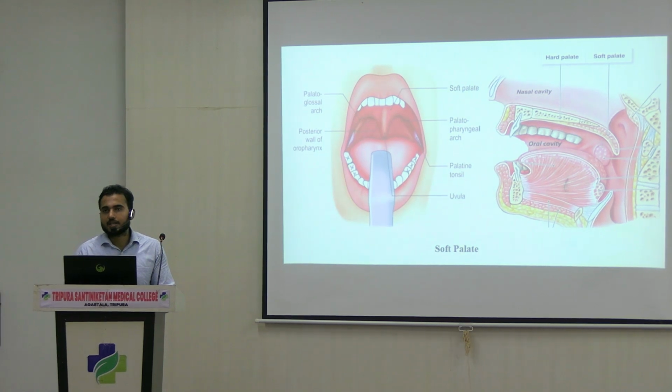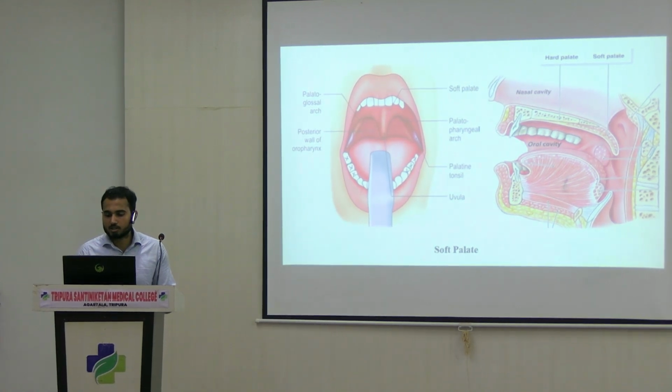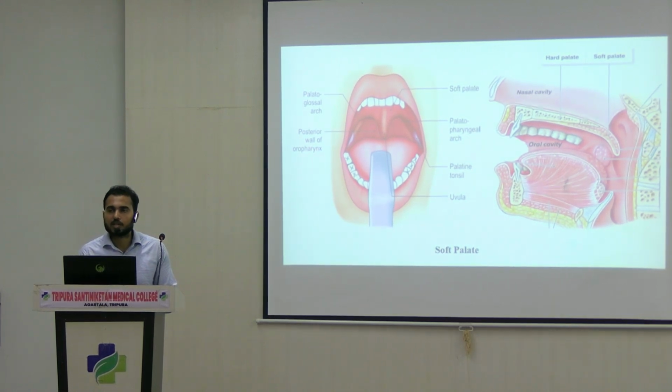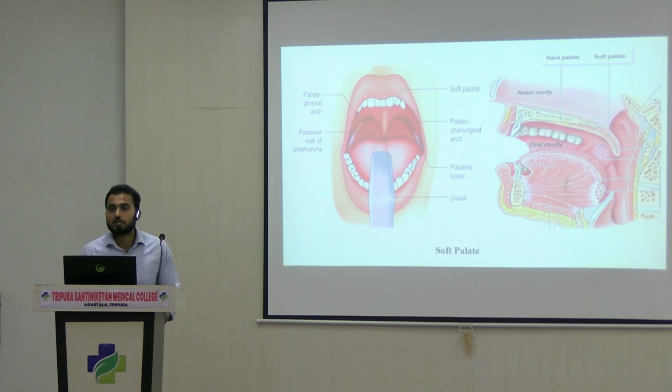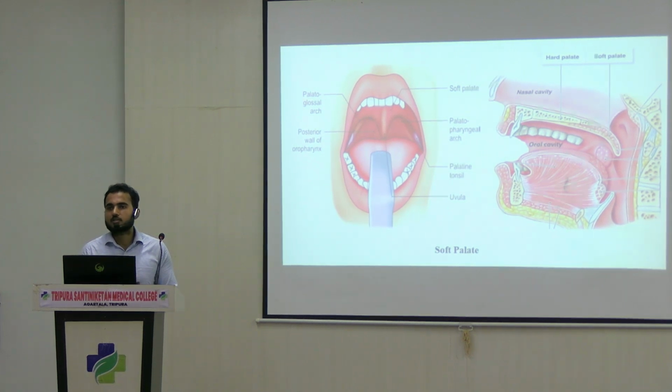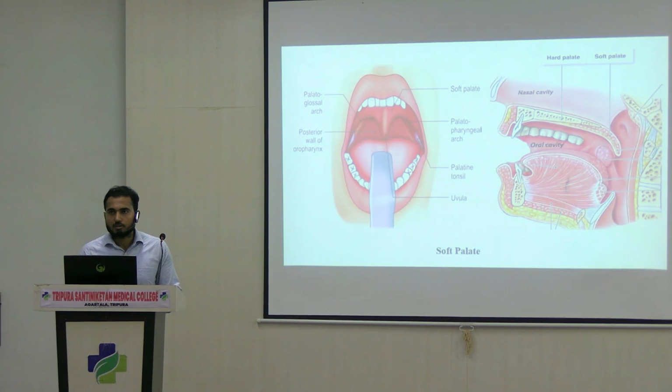Now this uvula has an important function in the closing of the palatopharyngeal part during deglutition. So the palatopharyngeal part is closed during deglutition, and the uvula helps with the closure. Here you can see a tongue-like projection hanging from the middle of the soft palate. It is made up of the muscles of the uvula, mainly the musculus uvulae, and it is covered by mucous membrane.